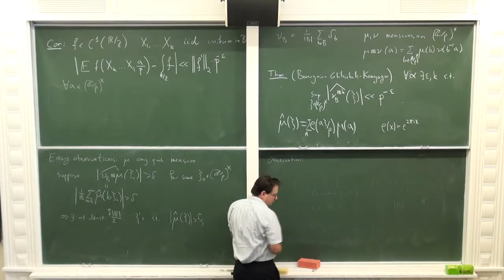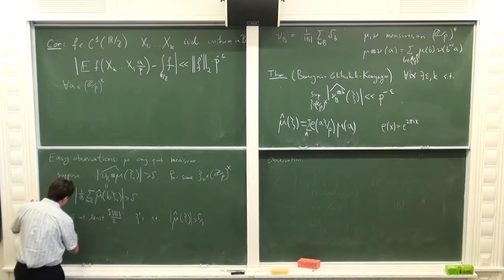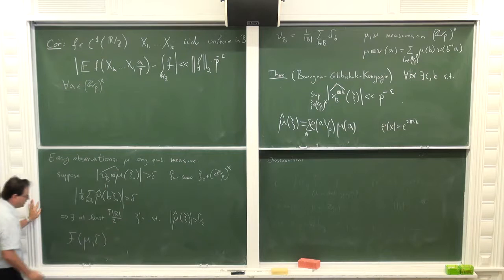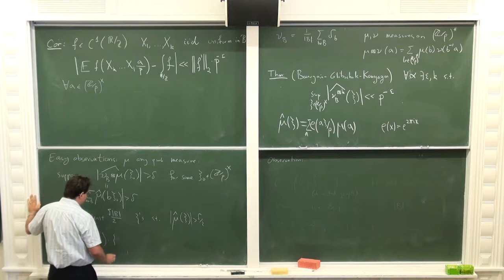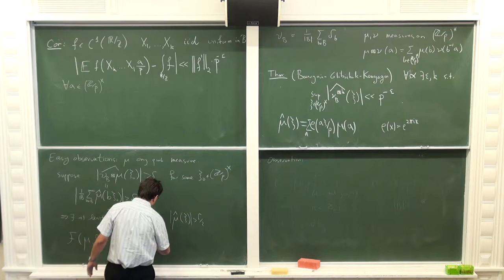Let's look at the number of, let's maybe give another notation, because I'm going to talk about large Fourier coefficients of a measure quite a bit. So for any measure mu on Z modulo P star and any delta bigger than zero, I'm going to let this be the set of C in Z modulo P star such that the Fourier coefficient of mu at xi is bigger than delta.